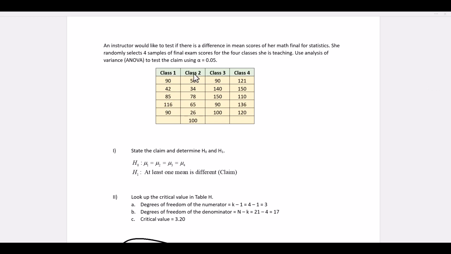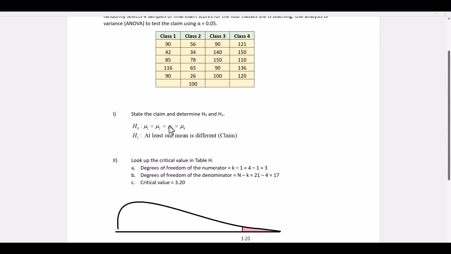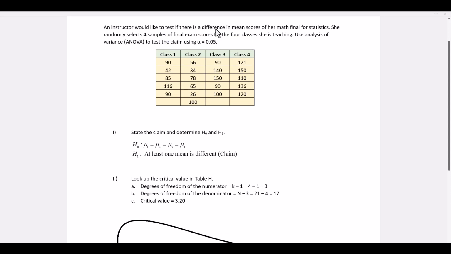Whenever we're testing the difference between 3 or more means, we use ANOVA. Step 1 is to state the claim and determine H0 and H sub 1. H0 would be the following. We have to set the mean for each class equal to each other. Mean 1 equals mean 2 equals mean 3 is equal to mean 4. H sub 1 states the following. At least one mean is different, and that is the claim, because we're testing for the difference.